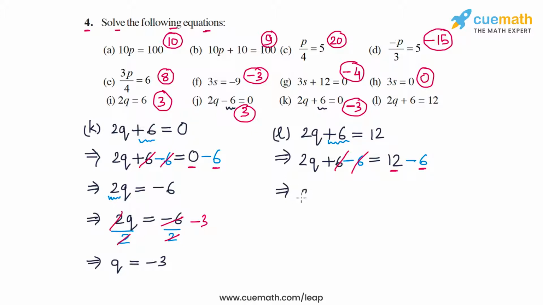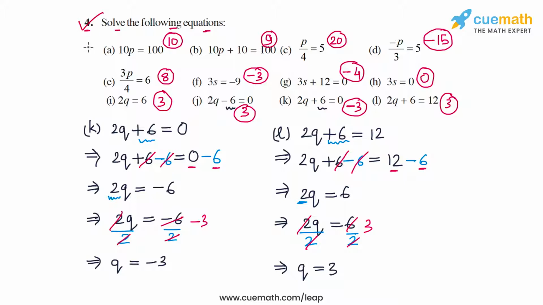So we get the equation 2q is equal to 6. And now we have to get rid of this 2. So we will divide by 2 on both sides. So let's do that, and we get 2q equal to 6. Dividing by 2 on both sides, this is what we get. On the LHS, the 2's cancel out. On the RHS, 6 by 2 is 3. So we get the solution q is equal to 3. So the solution in part L is that q is equal to 3. And with this, we have completed all the parts of question number 4.